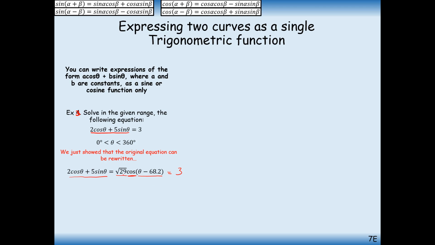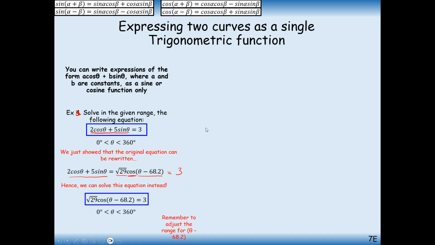We can set root 29 cos theta minus 68.2 equal to 3 and solve this equation. How? Simple. We can divide, because there is only a single trigonometric function here. We divide both sides by root 29, and that's just showing that those two are equal to each other. There is a phase change here, so we do adjust the range to be between negative 68 and 291.